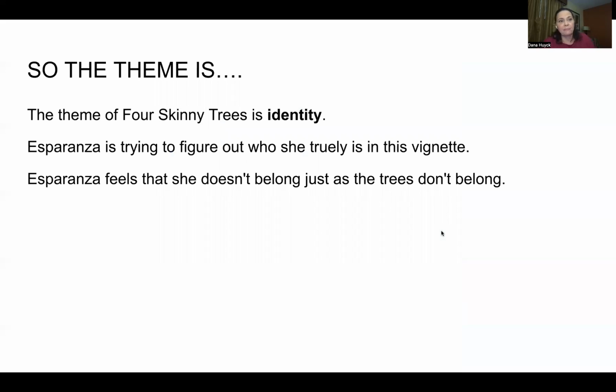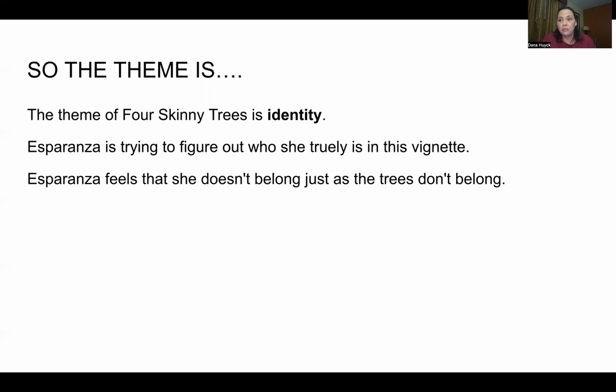The theme that I got from this is she's talking about her identity, right? Okay. So Esperanza is trying to figure out who she truly is in this vignette. She feels she doesn't belong, just as the trees don't belong, right? The trees, like Esperanza, don't belong. Both the trees and Esperanza, they're stuck in a place that they don't want to be stuck in. Has anybody ever felt like that? Like they feel just stuck and that they're trying really hard to get out of it.